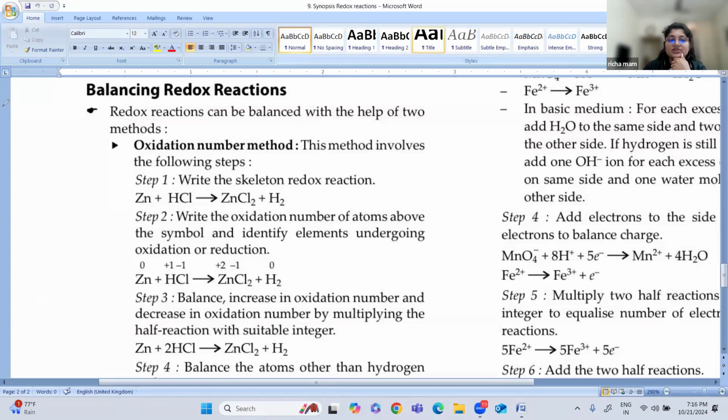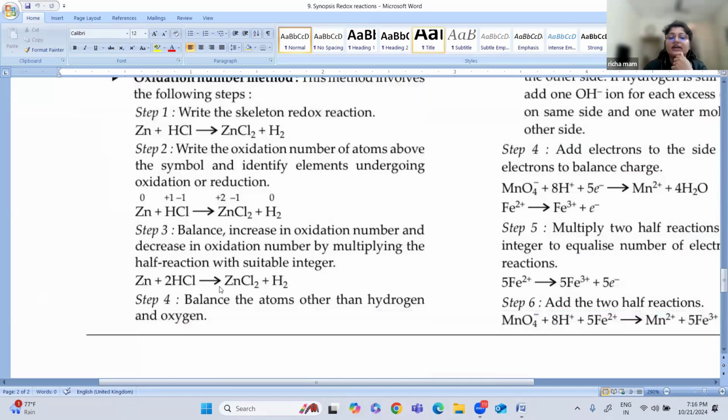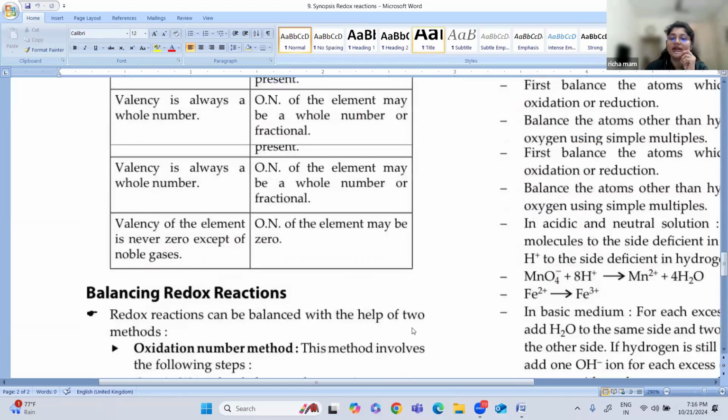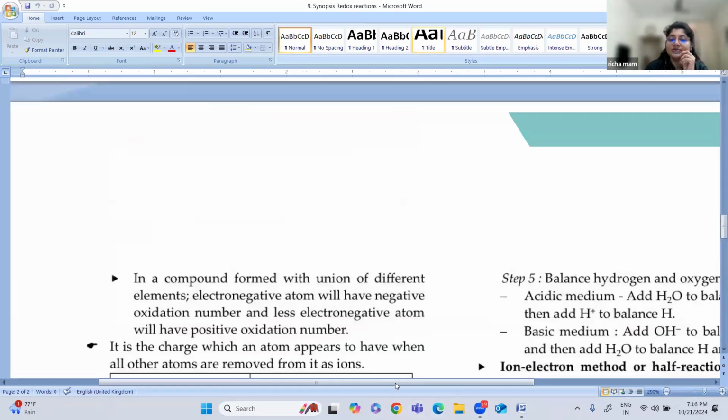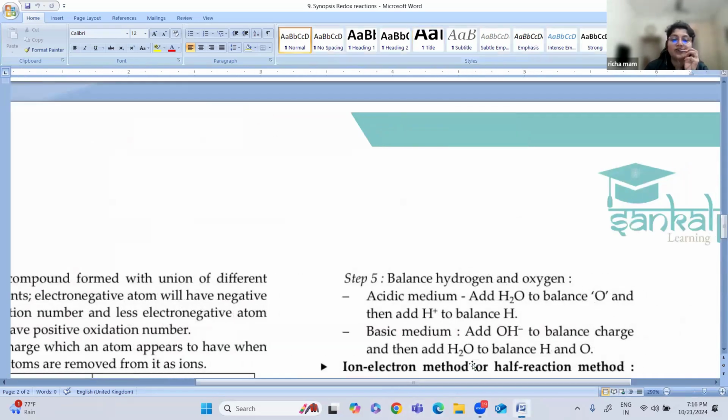So to balance the reaction, you have to multiply by such a number that it is balanced on both sides of the reaction. Then the next step is to balance the other atoms, other than hydrogen and oxygen. First you have to balance those atoms. Last step is you have to balance the hydrogen and oxygen.